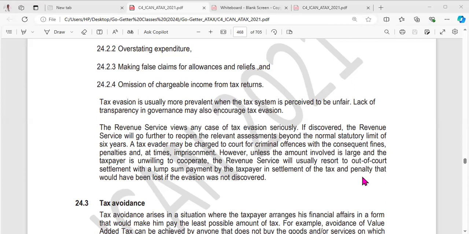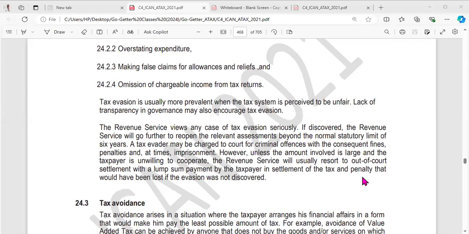Now, a tax evader may be charged to court for criminal offenses, which will make him pay fines, penalties, and sometimes go to prison. Unless the amount involved is large and the taxpayer is not willing to cooperate, the revenue service will usually resort to out of court settlement, with a lump sum payment by the taxpayer in settlement of the tax that is owing and the penalty. So sometimes when they discover that you have evaded tax and you agree, they usually do not go to court. You now come down and tell them, you arrange a payment plan.